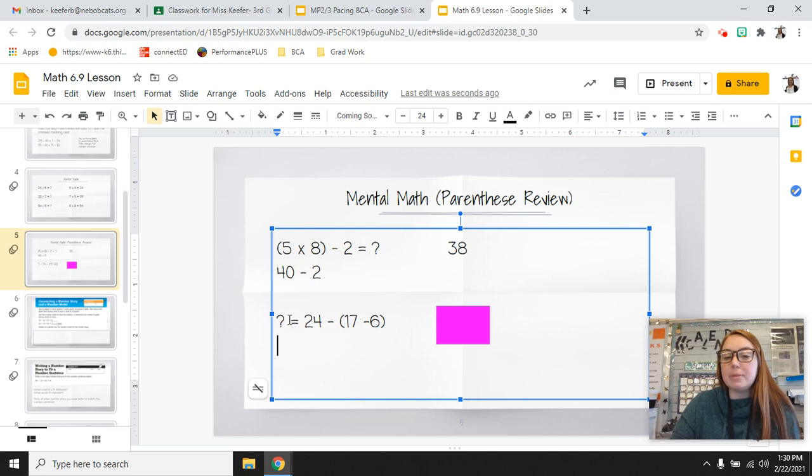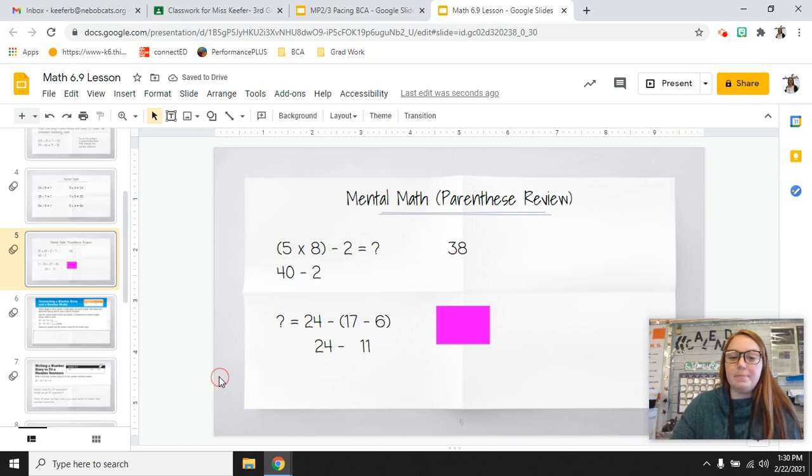And then here, remember, sometimes these problems, they'll put the question mark at the beginning. And again, you just solve it like you normally would. 17 minus 6, and then you do 24 minus that number. So what is 17 minus 6? That would be 11. So then you would just end up doing 24 minus 11. Do that on your whiteboard. 24 minus 11, which would equal 13.